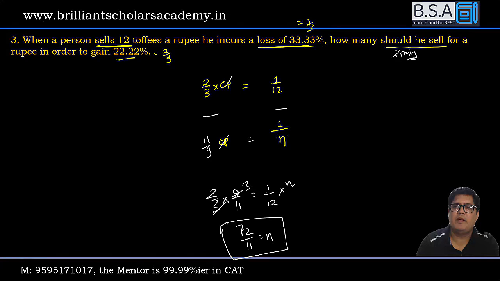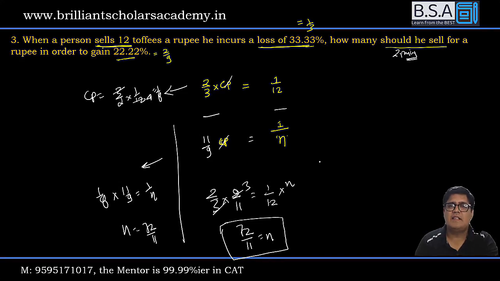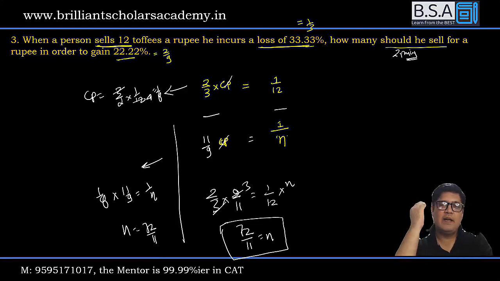If you work from here onwards, you could find CP is equal to 3 by 2, 1 by 12, cancelled, cancelled, 1 by 8. So now what do we have? 1 by 8 is the cost price multiplied by 11 by 9 is equal to 1 by n. So you have the same answer, n is equal to 72 by 11. Left side is a different approach. Right side is a different approach. They are all linked to, again, the same thing, ratios. I'm solving it through ratios.